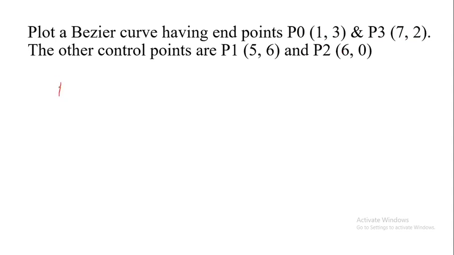So P0 is the start point, P1 is control point 1, P2 is control point 2, P3 is the end point. If it's not given in this sequence, you have to arrange the points by this sequence only. The naming in the question may be different, but you're supposed to arrange all the points by this sequence only, P0 to Pn. Okay, this is a question, and you're supposed to draw this curve on graph paper.